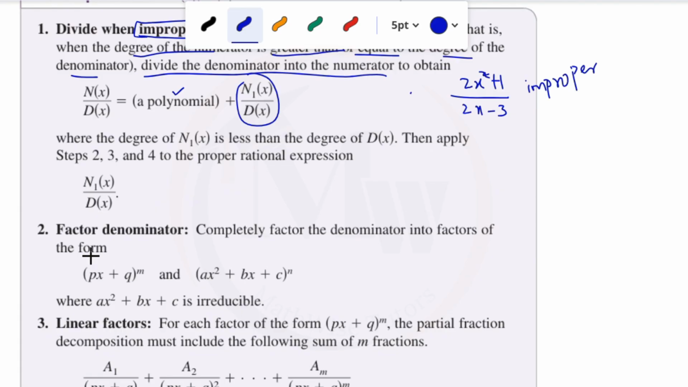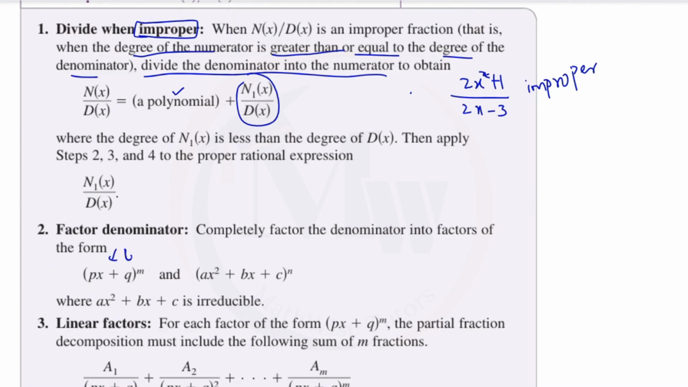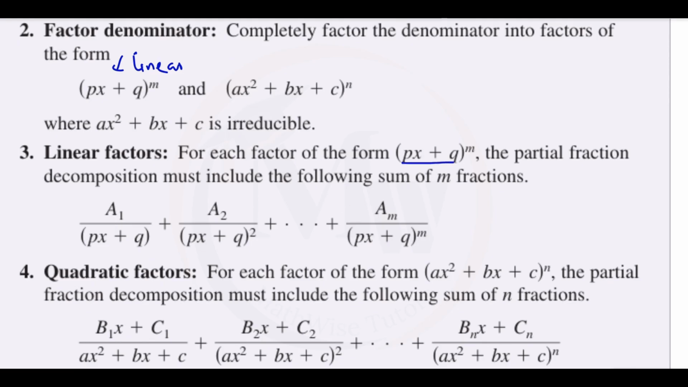Now the second thing is, if the denominator factor looks like px plus q with the power m. What is px plus q? It is a linear factor. So when it is a linear factor, we break it like this: A1, A2, A3 or A, B, C, whatever, a single constant in the numerator. And for the denominator, if for example it is m power, then first with 1 power, then with 2 power, then 3 power, until the power is complete. So it depends on the power how many parts there will be.